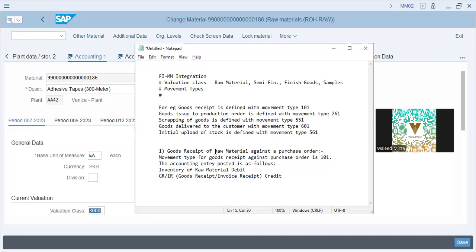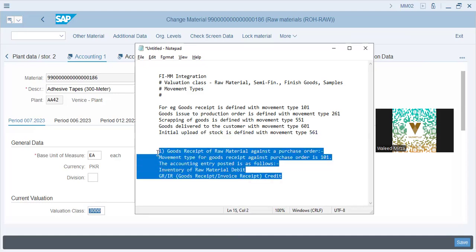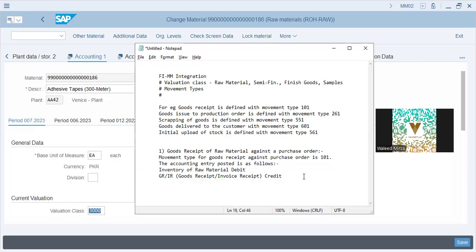So, for example, if we are taking a scenario, we have goods receipt of raw material against a purchase order. So the movement type is 101. The accounting entry will be inventory of raw material debit, and GRIR, goods receipt invoice receipt, credit. Now, inventory is, of course, an asset-related account. This will go into the asset account or the balance sheet at the end of the year.